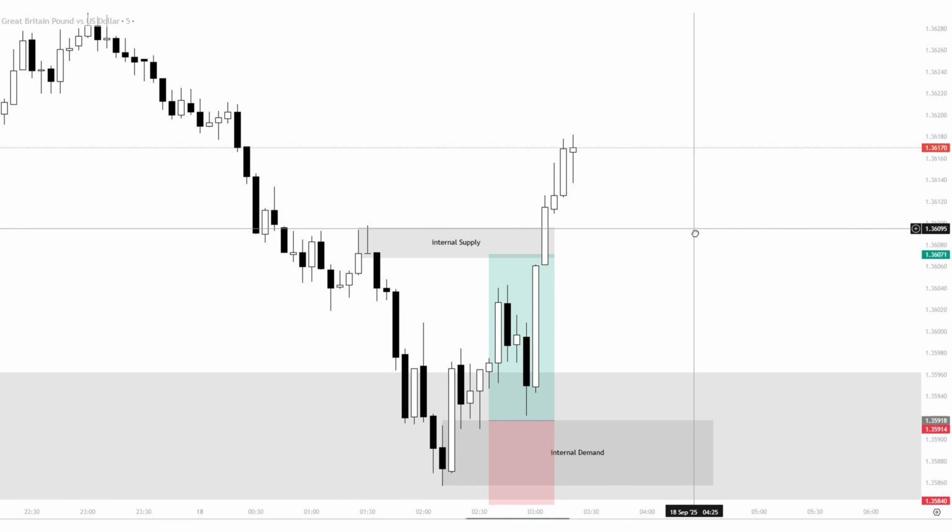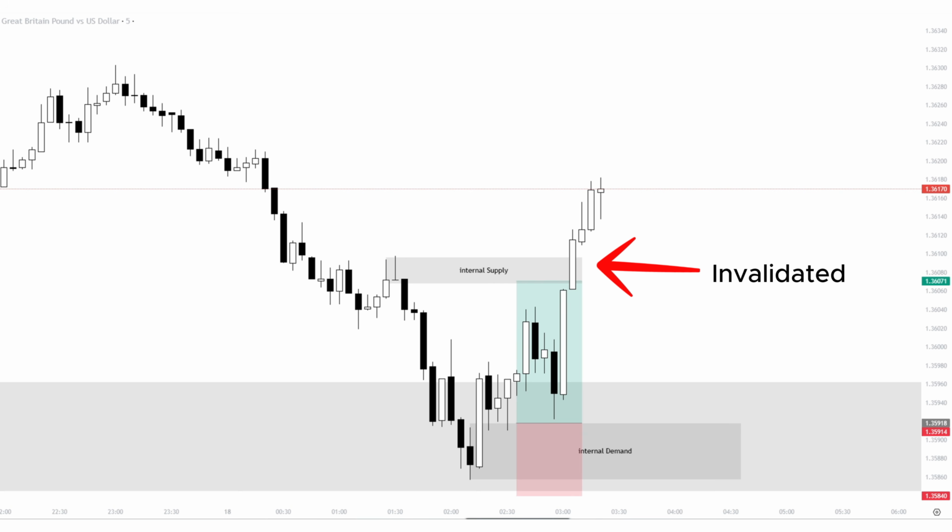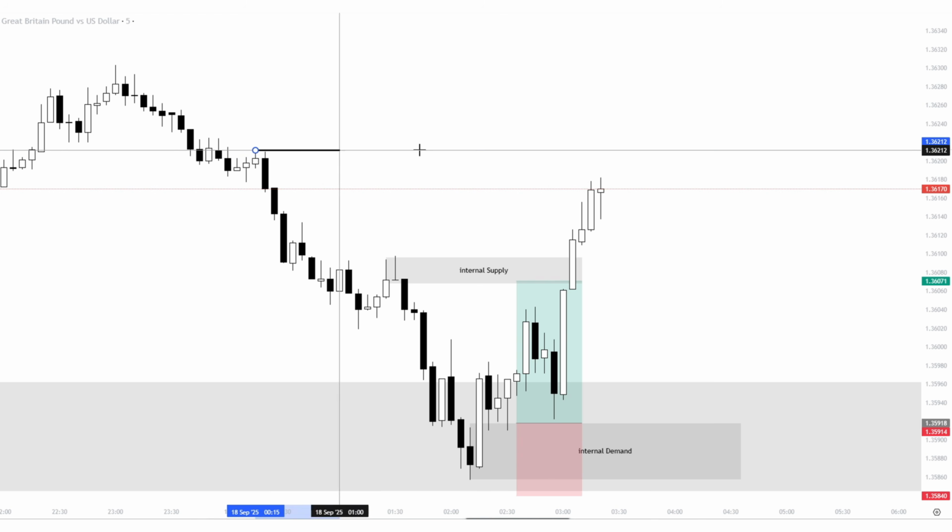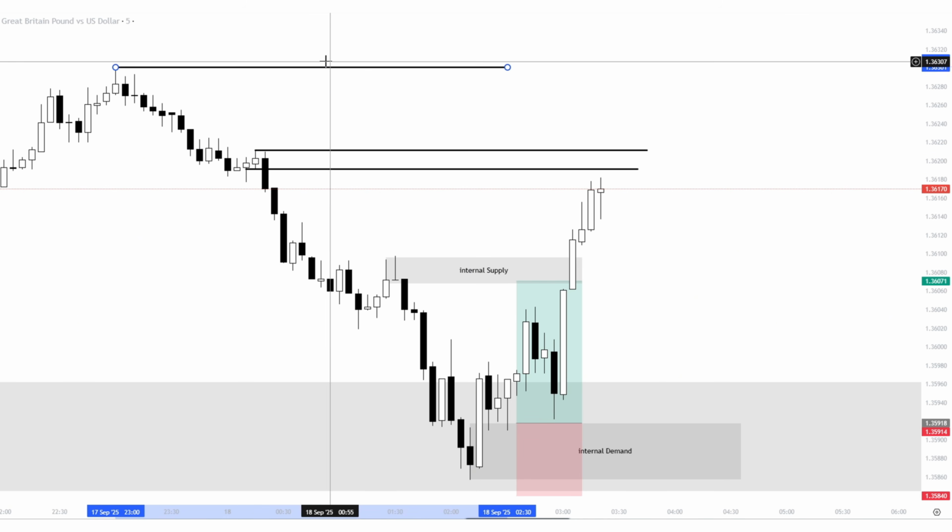Now here it's also quite interesting, because it invalidated the supply, breaking above it like it's nothing. So in this case, the market could have a rejection from the supplies from above. Could be from here, or from here, we don't know.